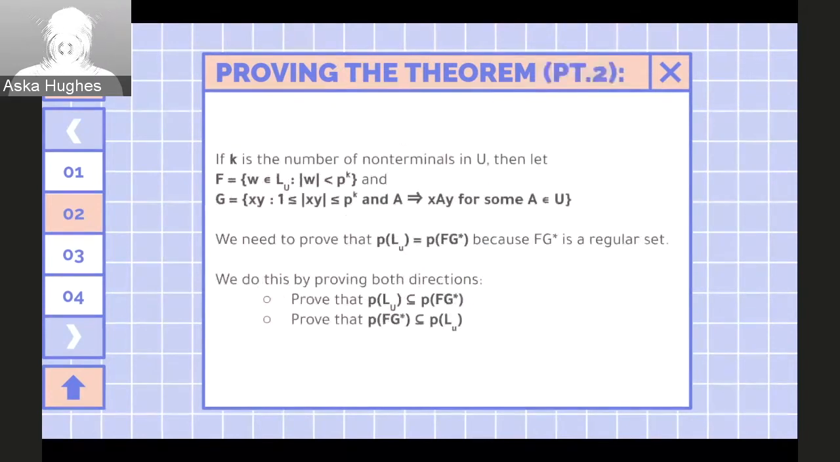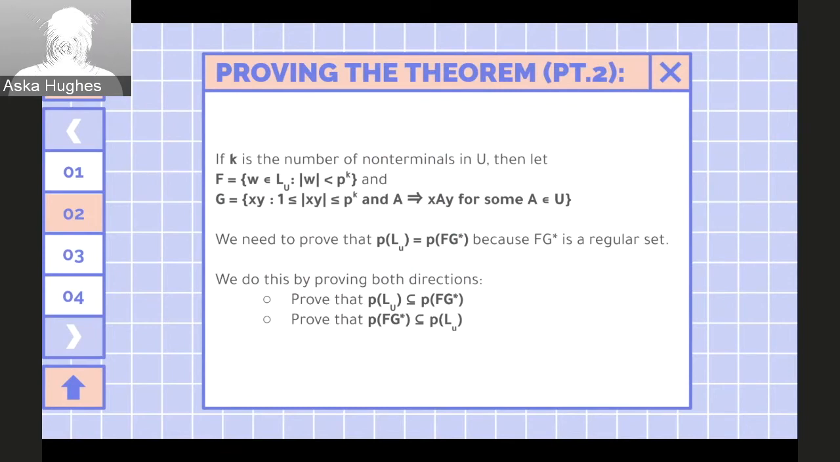So if k is the number of non-terminals in U, then we're going to have F equal to a word in L sub U, as long as the length of the word is less than the pumping length to the k, and G is going to be xy, where the length of xy is greater than 1 but less than p to the k. And we're going to have to prove that P of L sub U is equal to P of FG star because FG star is a regular set. So we're going to do that by proving both directions. We have to prove that the Parikh vector of L sub U is a subset of the Parikh vector of FG star, and we also have to prove the other direction, which is that the Parikh vector of FG star is a subset of the Parikh vector of L sub U.